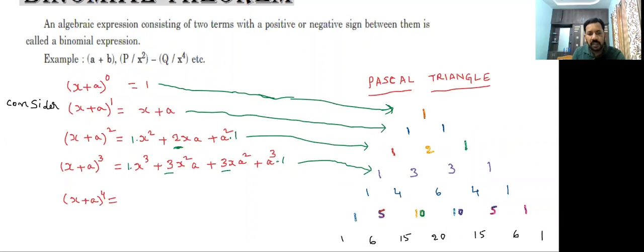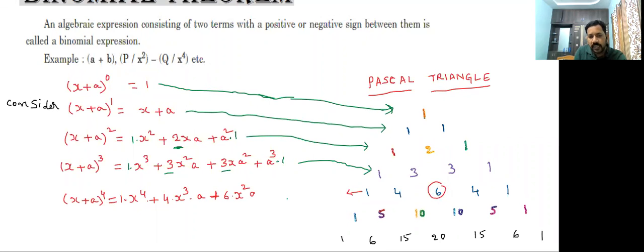Now students, tell me how to write x plus a whole power 4 expansion. Already we know that the first term is going to decrease, x power 4. The second term is going to increase, here a power 0 will come. But observe the binomial coefficients. First 1 into x power 4 plus 4 into x cube into a plus, what is the next binomial coefficient? 6 now. 6 into x cube is going to decrease, that is x square.